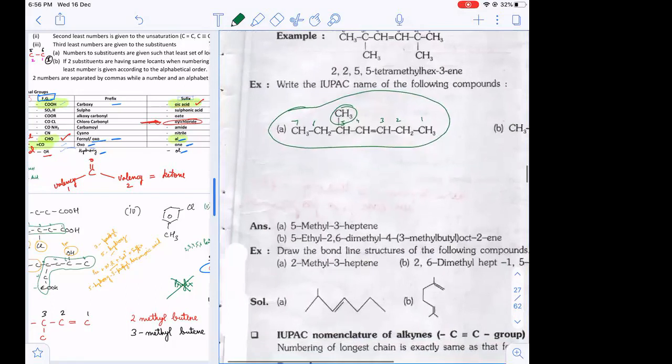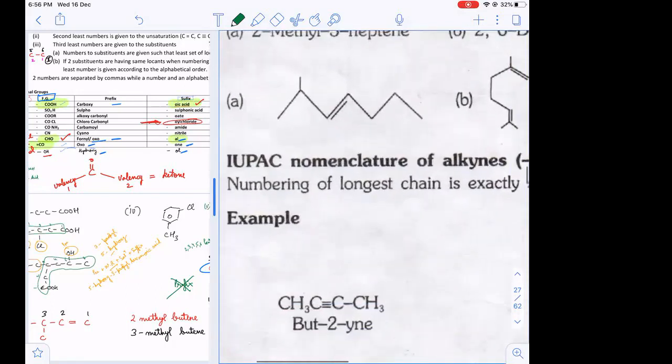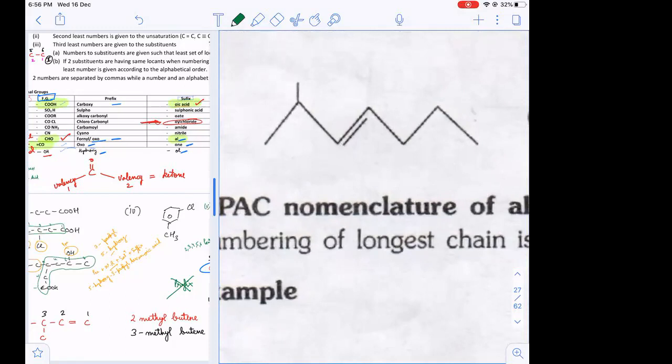Okay. Try to name this one. First, copy this compound in your copy, then mention the carbon atoms at all the joints and intersections. Joints, intersections, corners. Just do that.